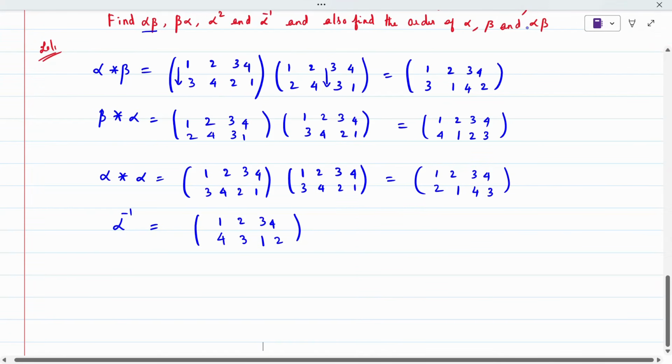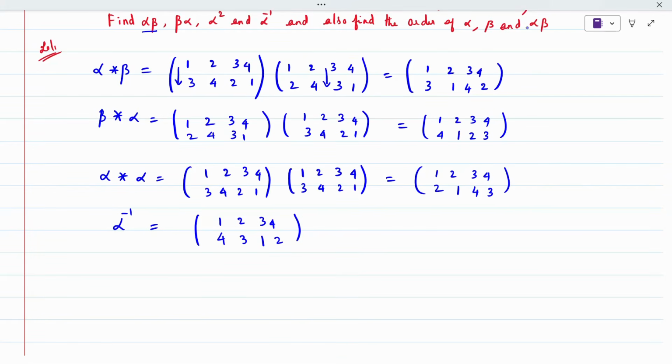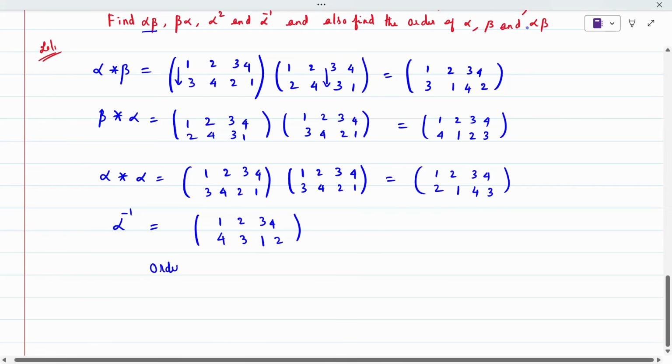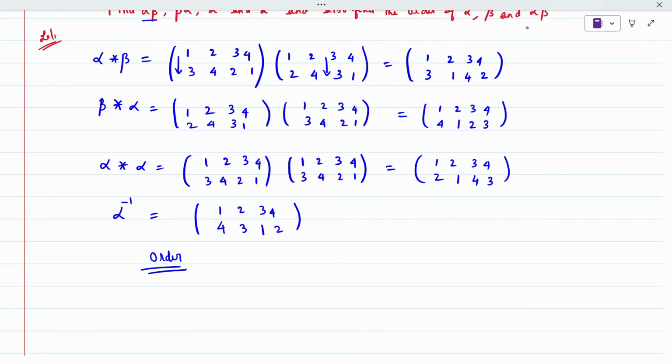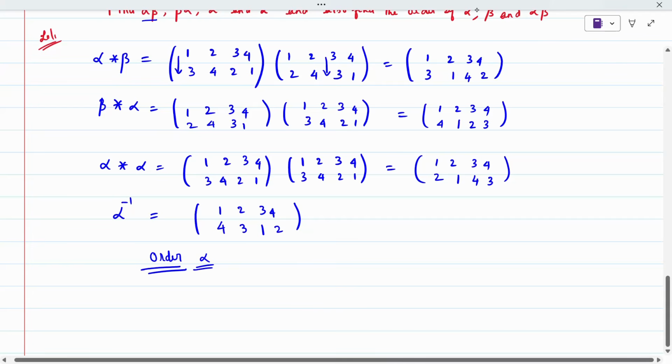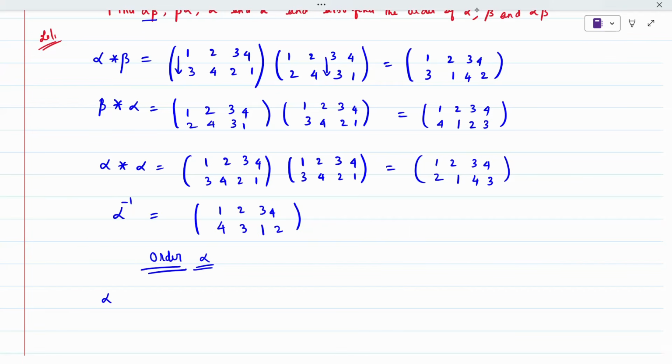Okay. Next, alpha squared already completed, alpha inverse. So before going on, I have calculated alpha squared and alpha inverse, all four. Now find the order. How to find the order: any powers you have to calculate first, and whichever power gives the same element, that will be the order. For example, alpha. For alpha's order I am going to calculate first alpha squared. Alpha squared is already in the question.